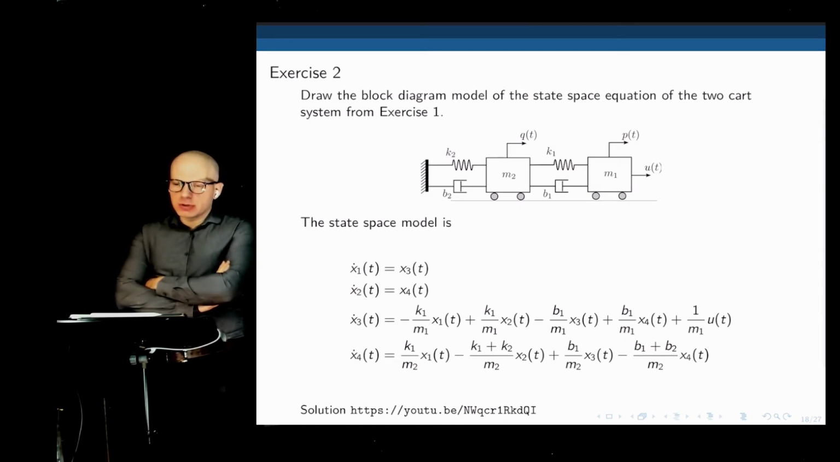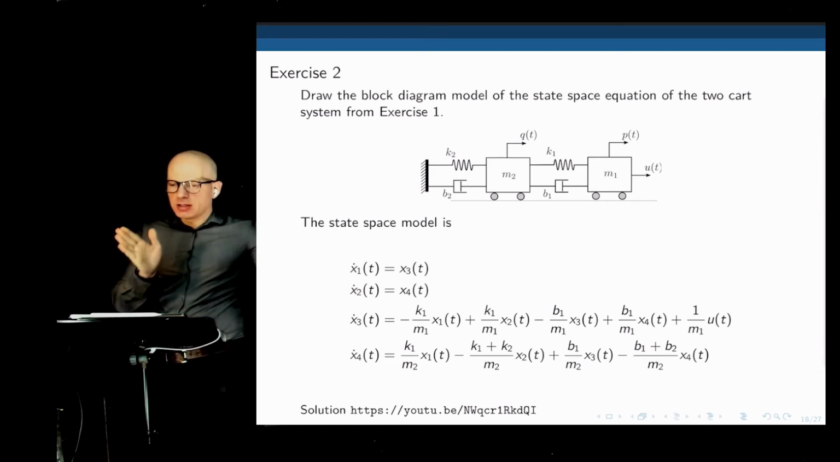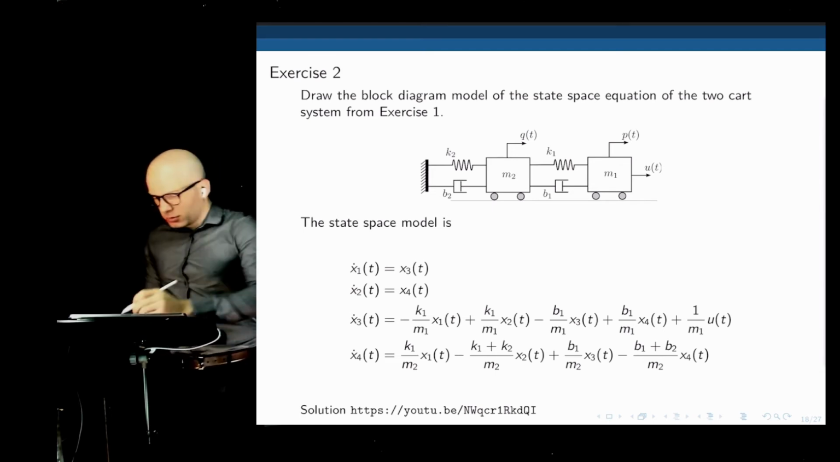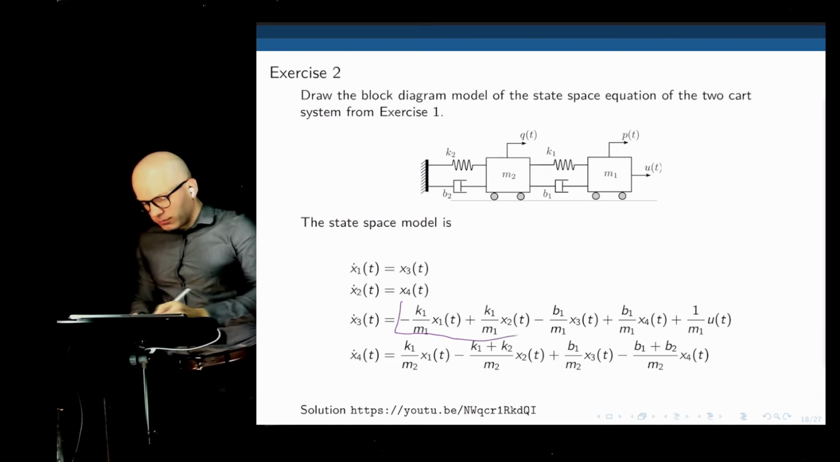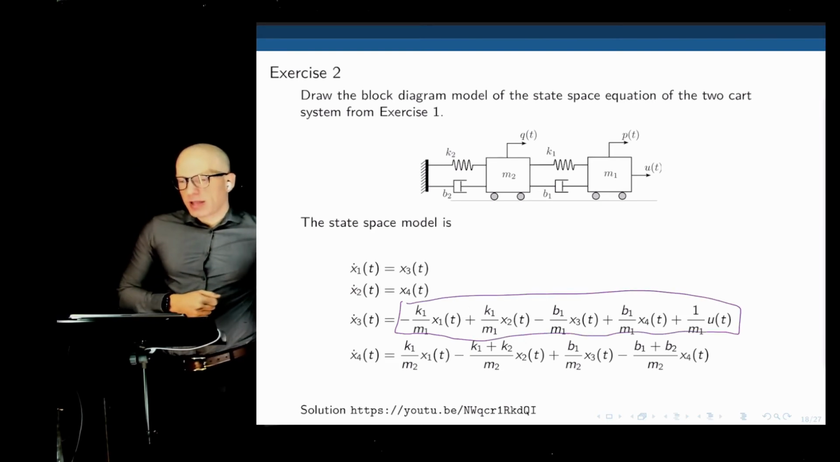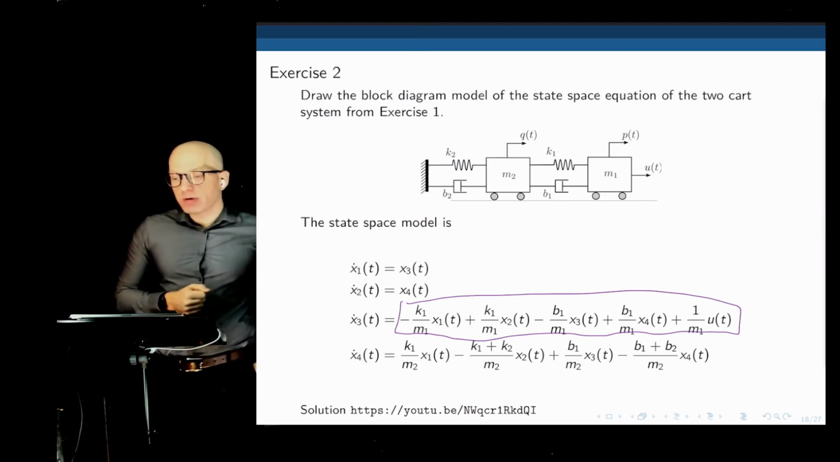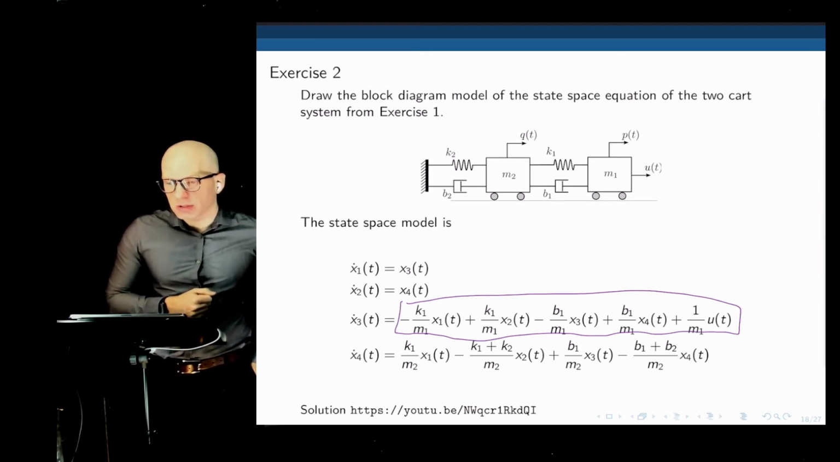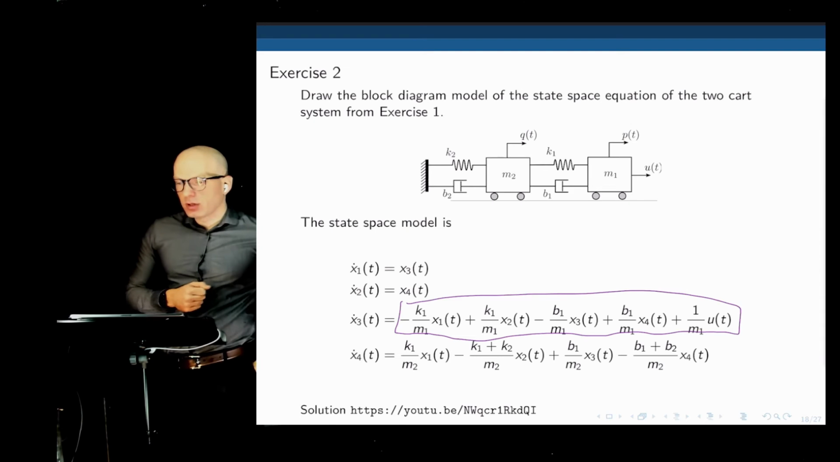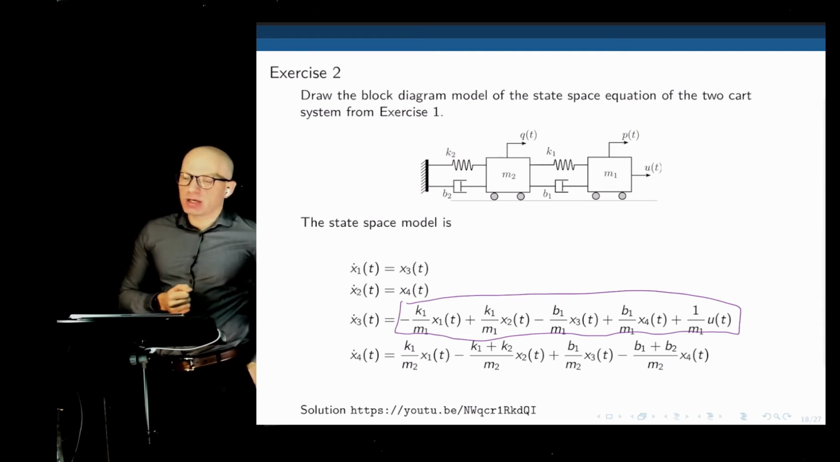What should we do first? We should create the left side of this equation. And the left side of that equation will give us x3 dot. Once you integrate x3 dot, we get x3. And then you can start connecting things.